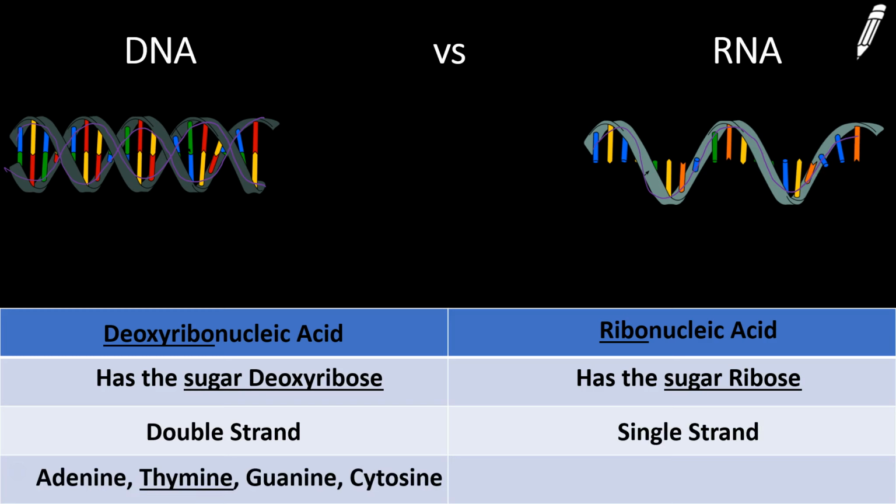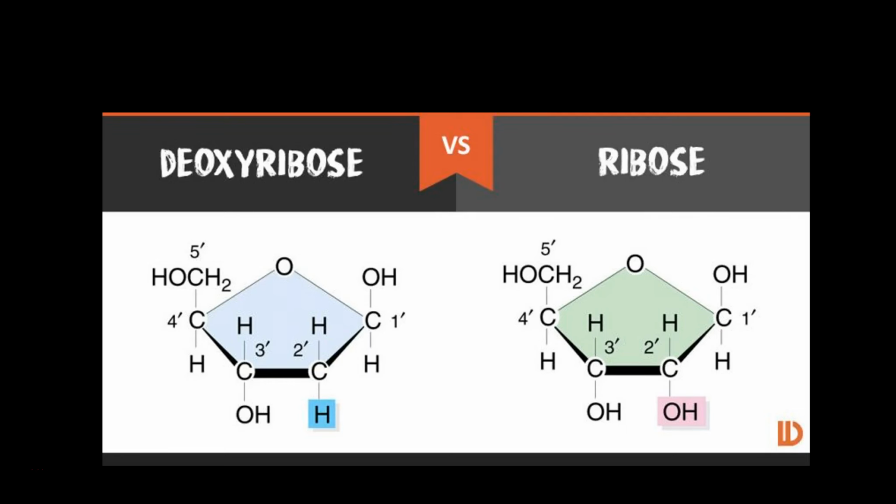And now if we look at the bases, or the nucleotides that we have in DNA, DNA has adenine, thymine, guanine, and cytosine. However, RNA has one different. RNA has uracil instead of thymine. So, we'll actually cover that on the next slide.